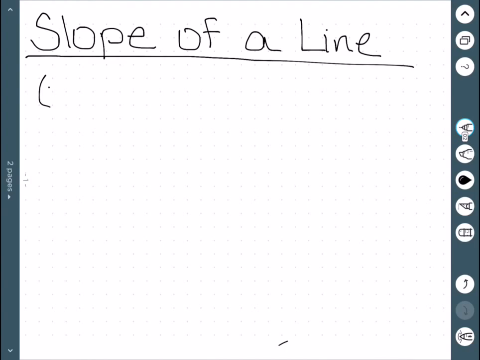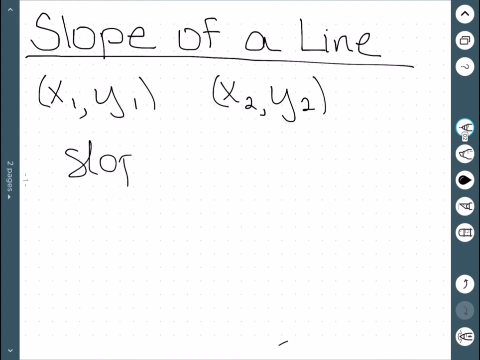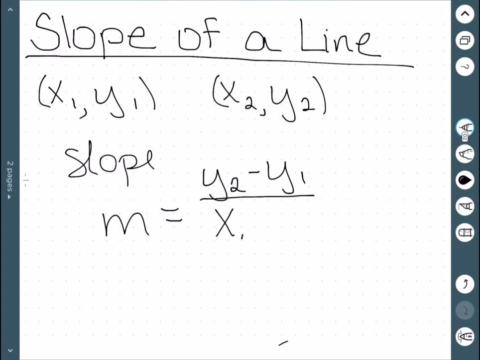If I have 2 points on a line, which for now I'll call x1, y1, and x2, y2, then our slope, which is represented by the letter m, is equal to y2 minus y1 over x2 minus x1. And this is our formula for slope.